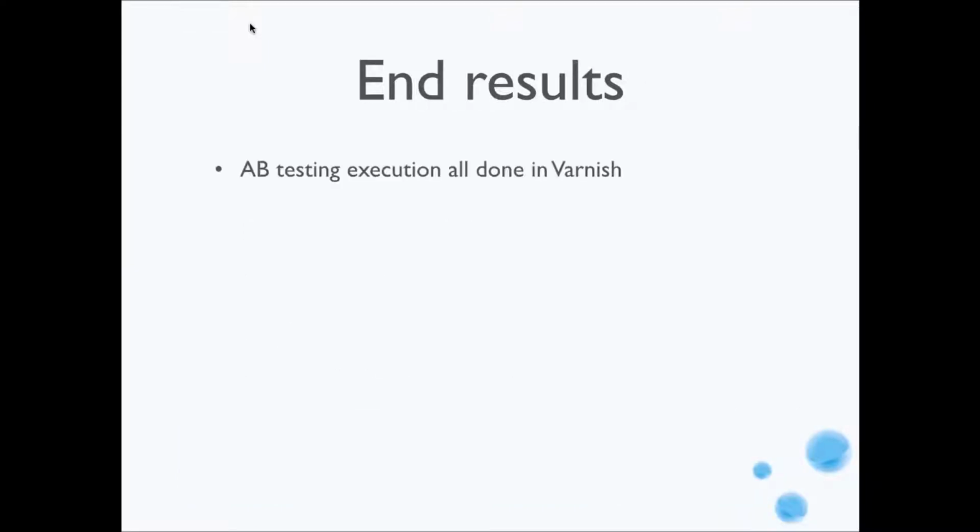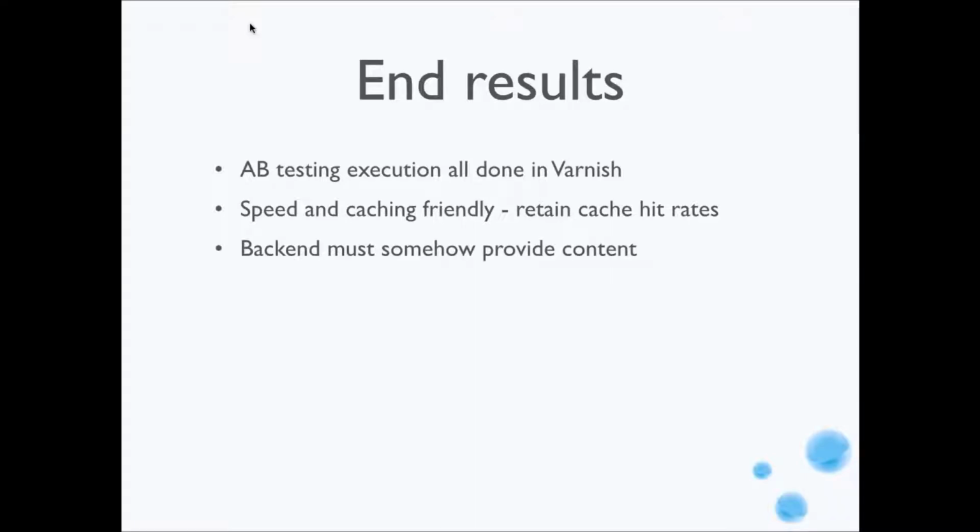End result: A/B testing execution is now all done in Varnish. It's speed and caching friendly, and you can retain your cache hit rates. And since it's all done in Varnish, there are no JavaScript libraries that need to be loaded that mess with the DOM. The only thing you need to change in your setup is that the backend must somehow provide content.